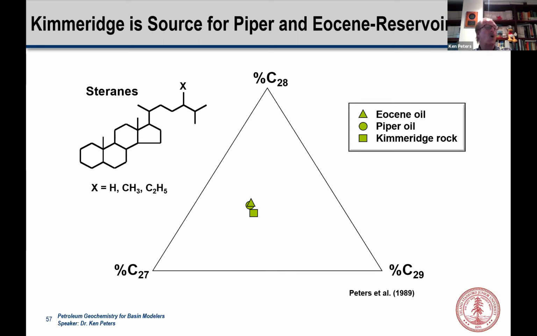It was fairly low API gravity, and from GC you couldn't do a correlation because of the biodegradation. They said, are they related? Well, we ran the GCMS of the biomarkers. Remember, these compounds are very resistant to biodegradation. So we knew that the Eocene oil had not been biodegraded to the point where the steranes were altered.